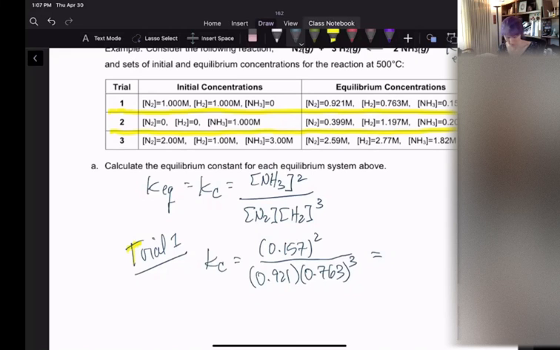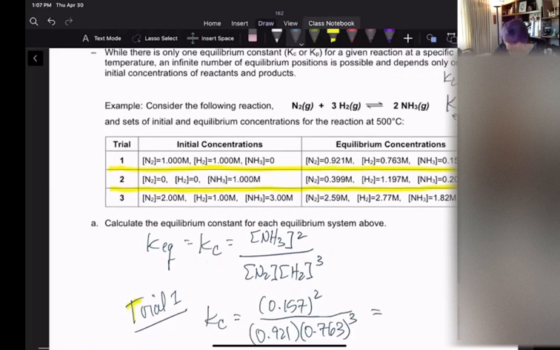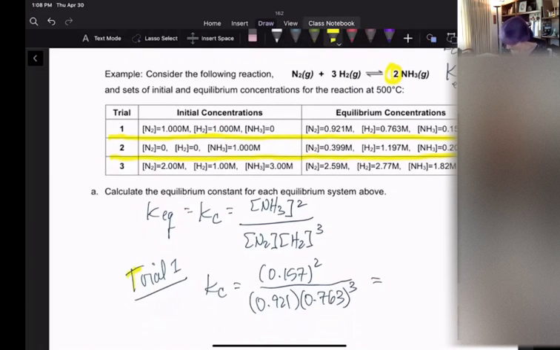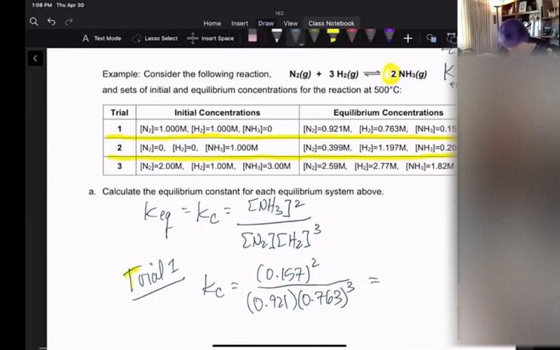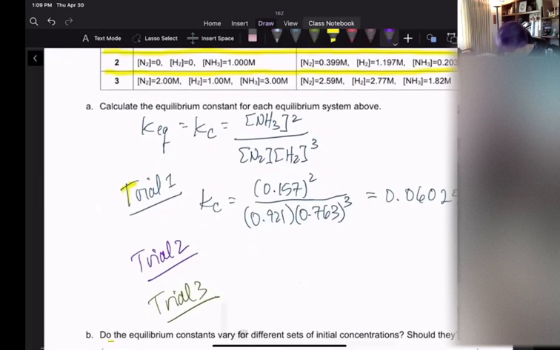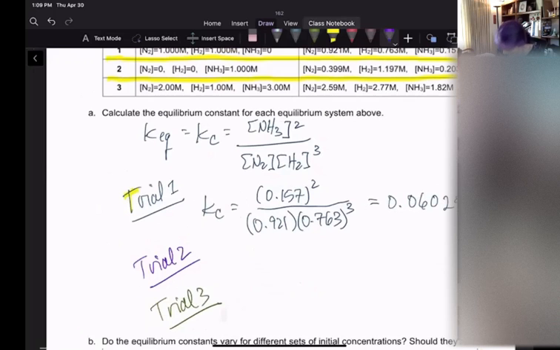The concentration of NH3 is squared? Yeah, see that coefficient of 2? Yep, all the details. 0.06025. Yeah, that's what I got too. Okay, let's do trial 2 and trial 3, and what do you expect, and what do you get? Should be the same or about the same. Yeah, we expect it to be the same.